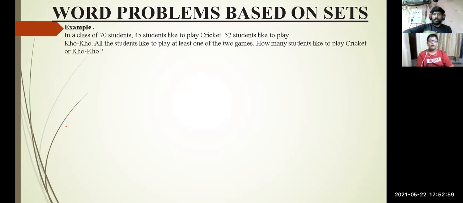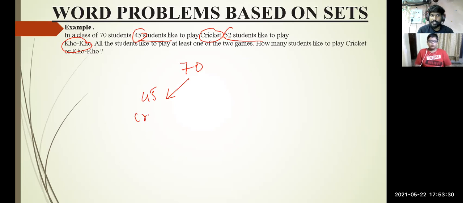Now we'll come to the word problem. If you know the formula, this word problem will be easy. So we'll try to understand this in terms of the Venn diagram. In a class of 70 students, 45 students like to play cricket and 52 students like to play Kho-Kho. Okay, so there are 70. From this 70, 45 like to play cricket. And from this 70, 52 like to play Kho-Kho.